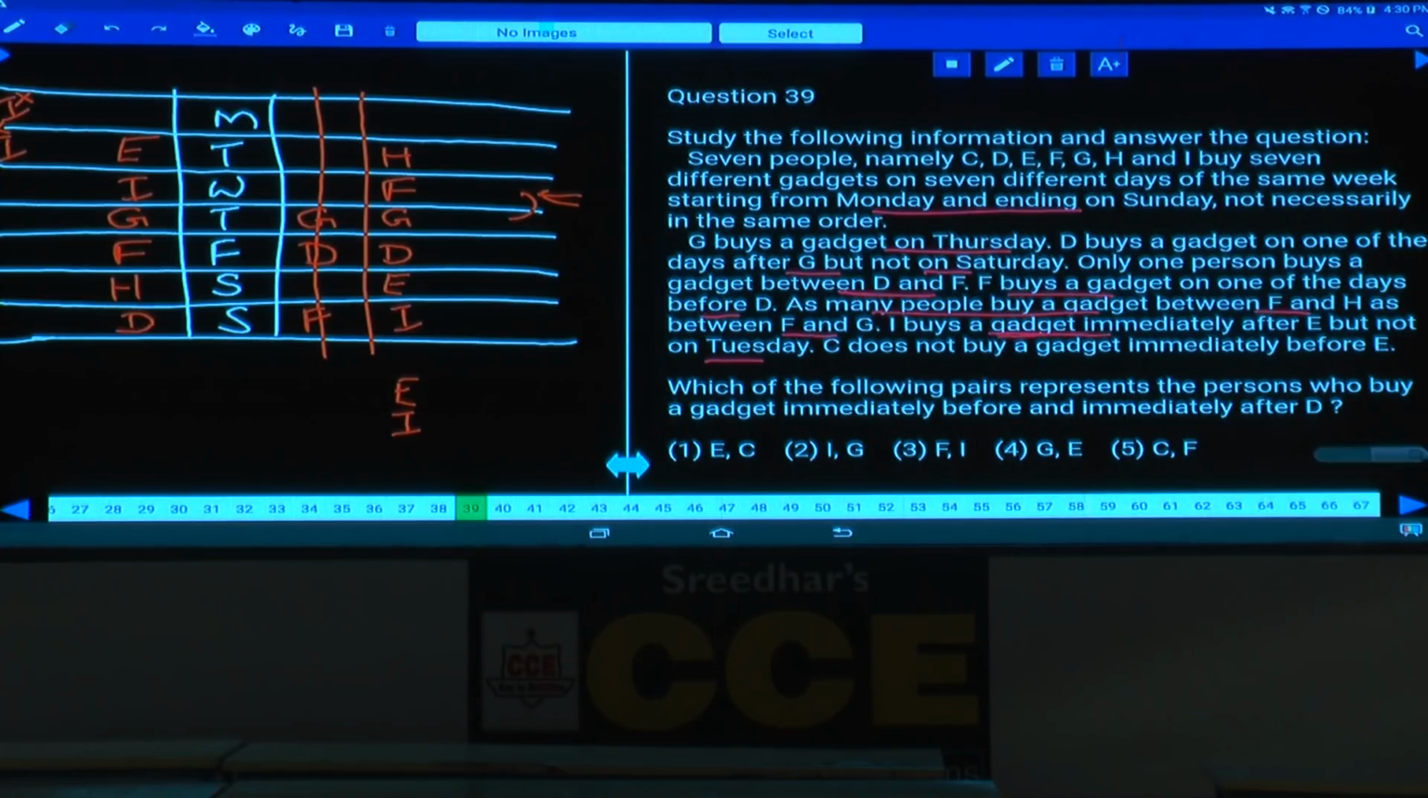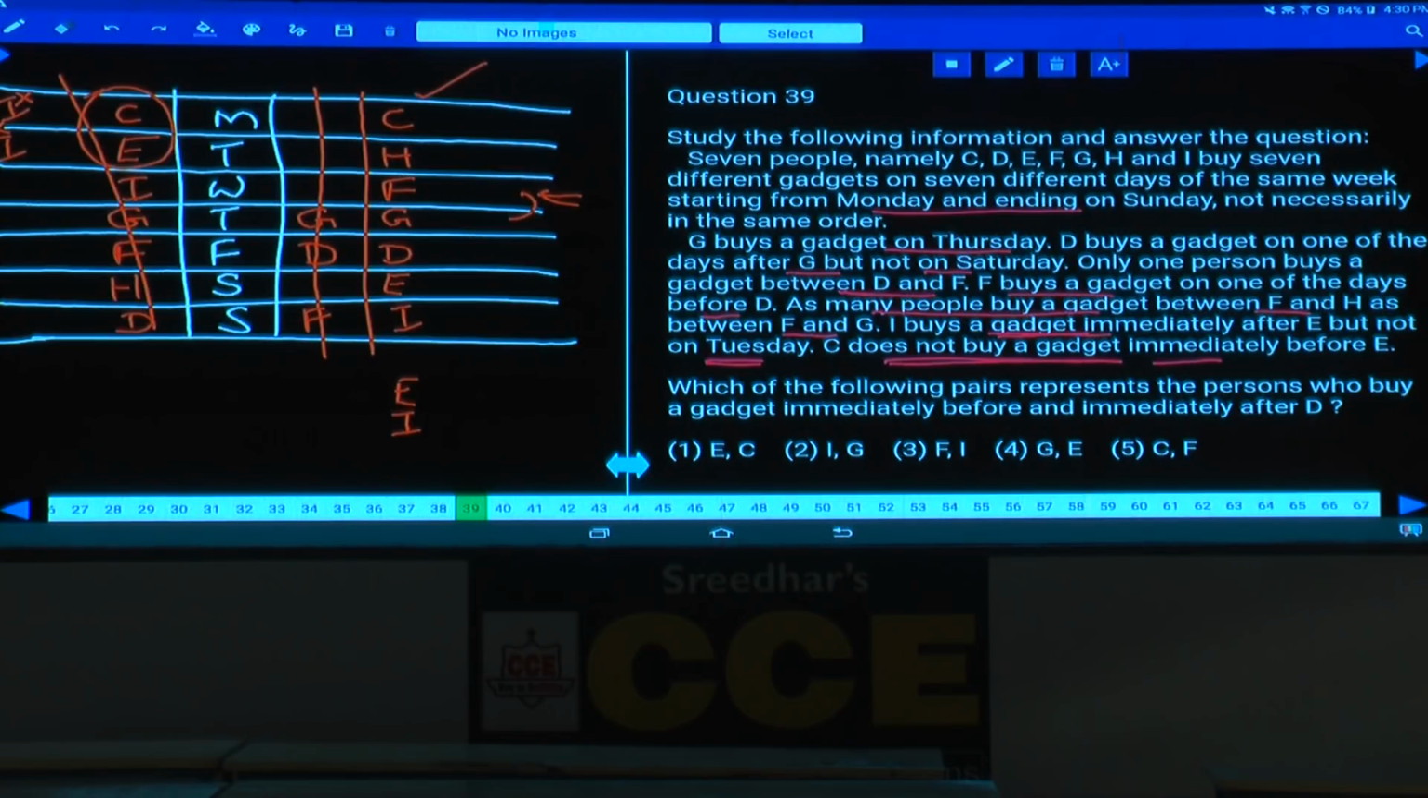I buys a gadget immediately after E, but not on Tuesday. C does not buy a gadget immediately before E. Finally, C is left over, C must be on Monday. In both the cases, C must be on Monday. But as here the condition is that C does not buy a gadget immediately before E, in the second case, C is buying a gadget immediately before E, and this case is also ruled out.